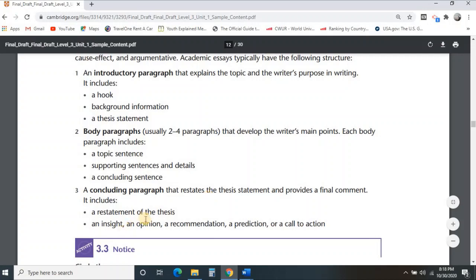And how did the author end his concluding paragraph or the conclusion? What type did he use here? Is it an insight, opinion, recommendation, prediction, or a call to action?